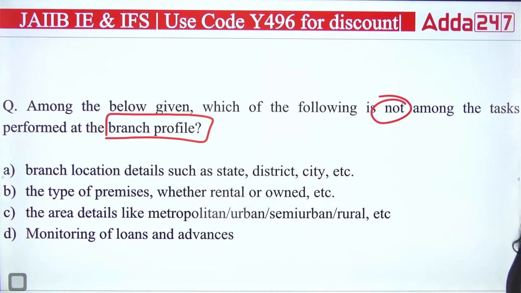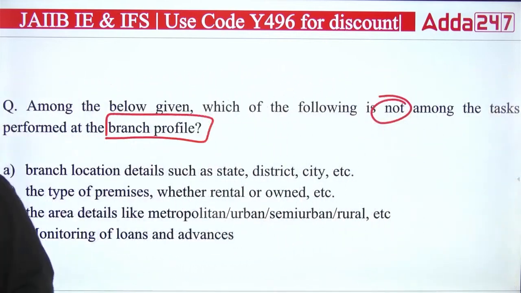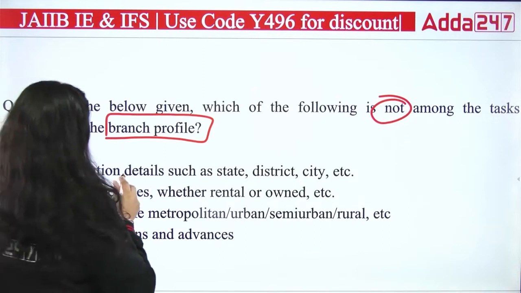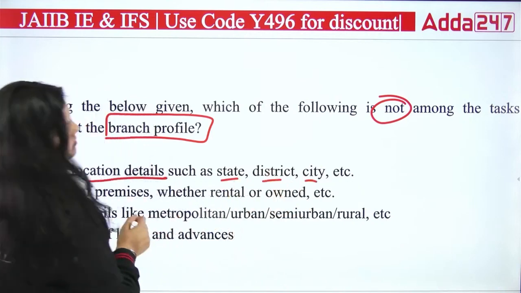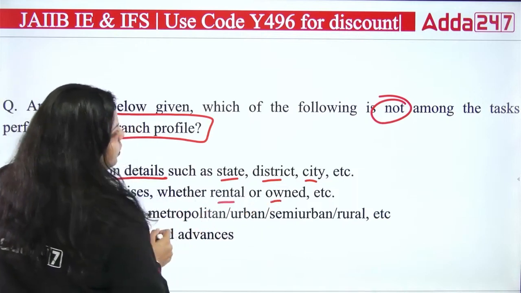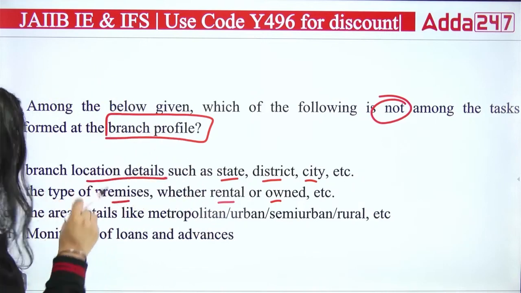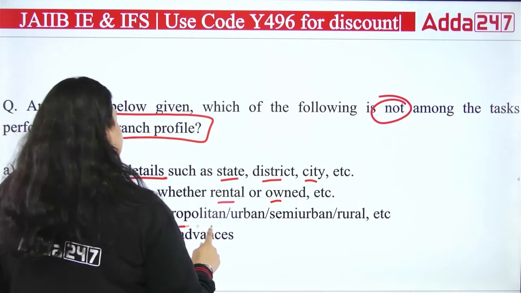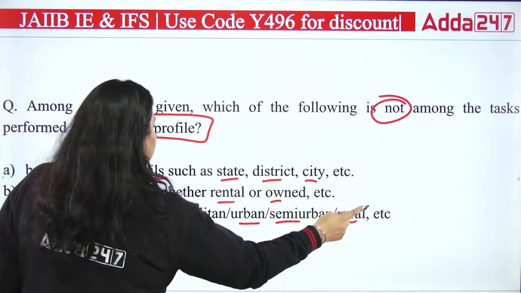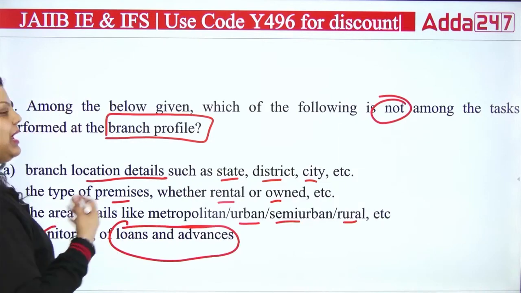You're talking about a branch profile. So in case you are giving a branch profile, obviously you have to give the location details like state, district, city in which your branch is. Then the type of premises, whether rental or owned, like the bank owns the building or the bank has taken that building on rent. Then the area details like metropolitan city, urban area, semi-urban area, rural area, but not the monitoring of loan and advances. This is banking. This is not branch profiling.